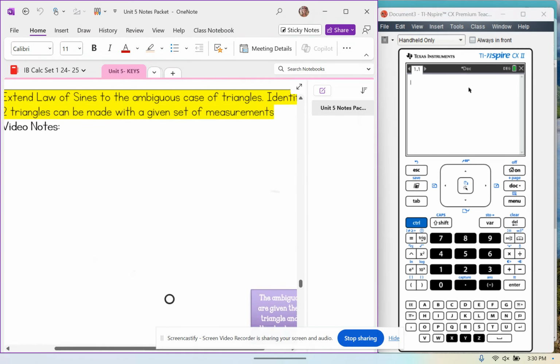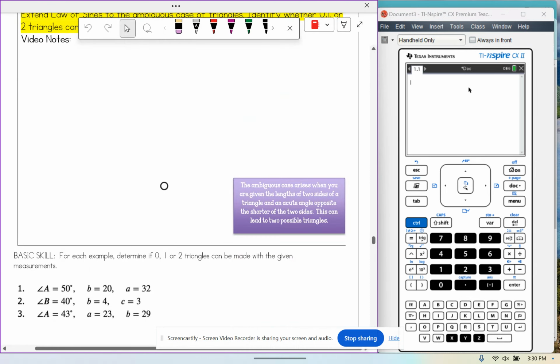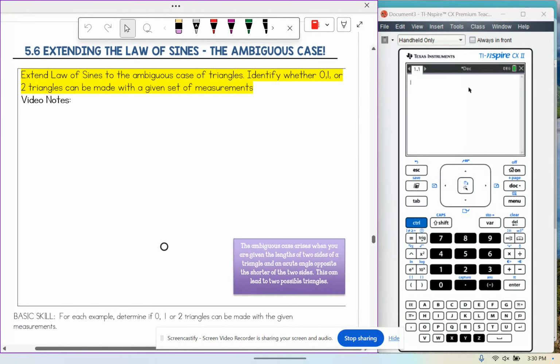Hey guys, okay, this is the video on the ambiguous case. So we're going to take the law of sines and extend it to something called the ambiguous case of triangles. From the ambiguous case of triangles, you can make either 0, 1, or 2 possible triangles given the information in a picture.